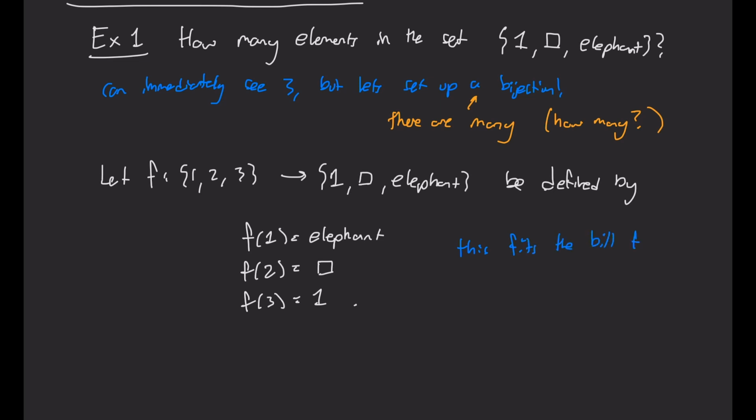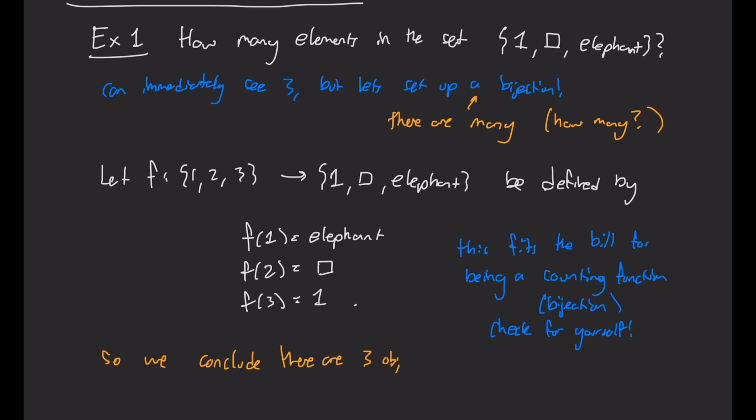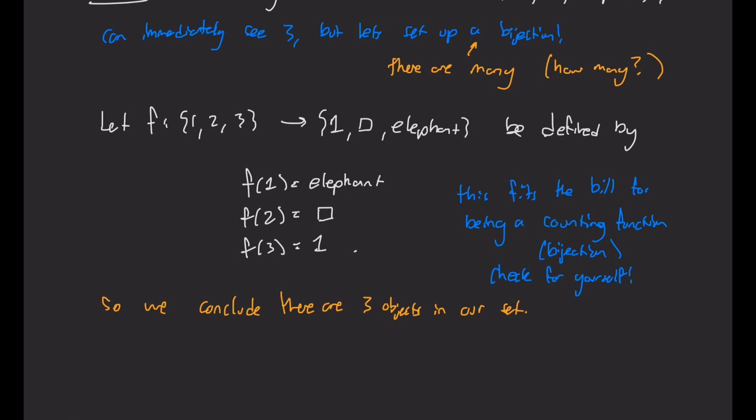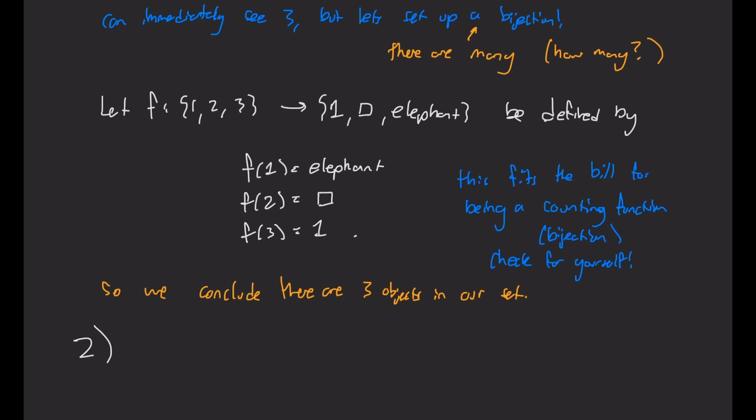And I claim that this function fits the bill for being a counting function, or in other words, a bijection. I invite you to check this for yourself, but I'll avoid that here. So because there's such a bijection, we can conclude that there are 3 objects in our set. Maybe we're overcomplicating something simple, but there's more depth to be found in this definition.